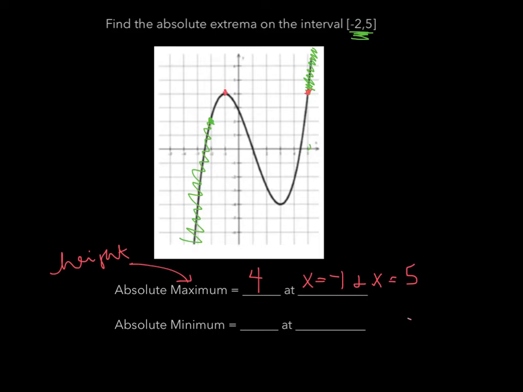All right, now what about the absolute minimum? Well, again, I would look and say, where is my absolute lowest point? And I would say that would occur right here. And so that is at -4. Okay, so the absolute minimum is a height of -4, and it's at x equals 3.